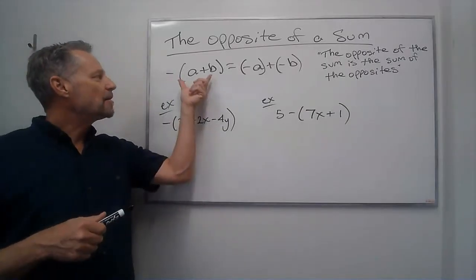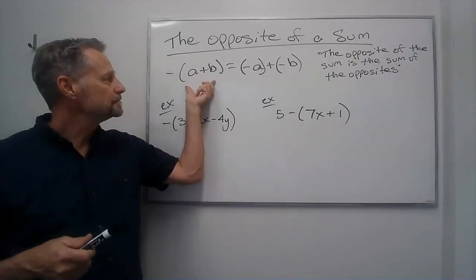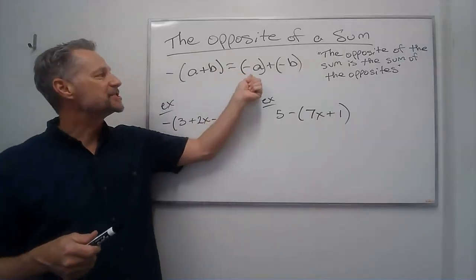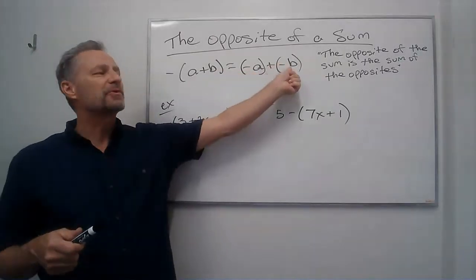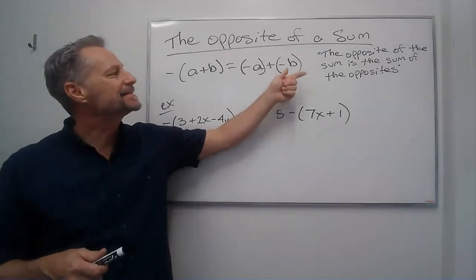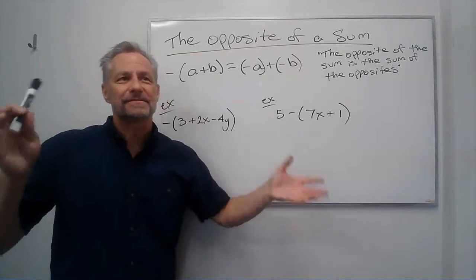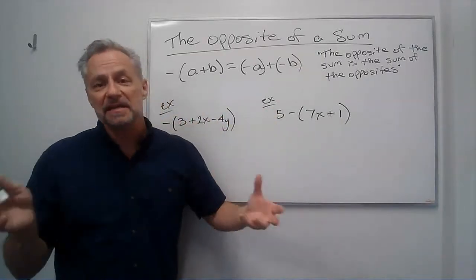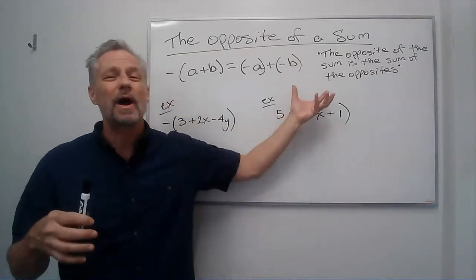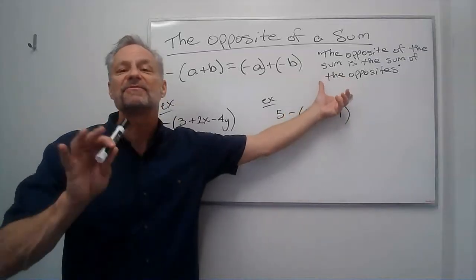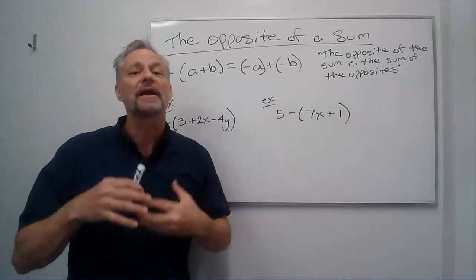Let's look at what they mean by the opposite of a sum. If I've got the opposite of some sum, what I do is I just take the opposite of each number inside there and add them up. They like to say the opposite of the sum is the sum of the opposites, which sounds kind of funny, and mathematicians like that. I don't know how much it actually helps. If that helps, fantastic. If not, don't get too caught up in it.